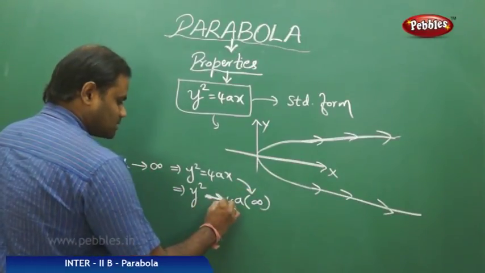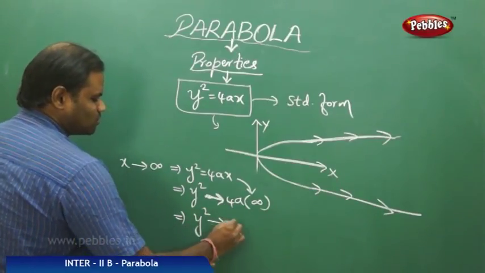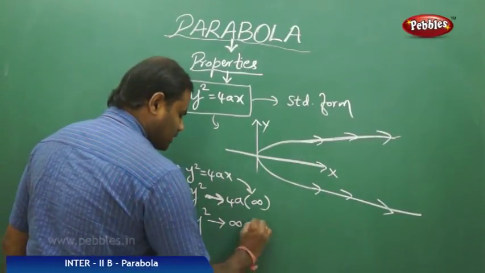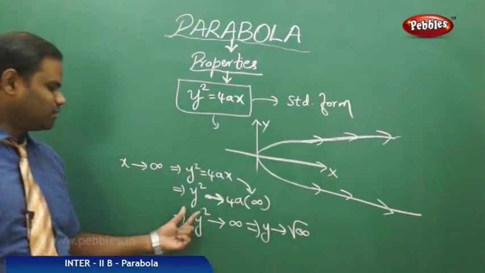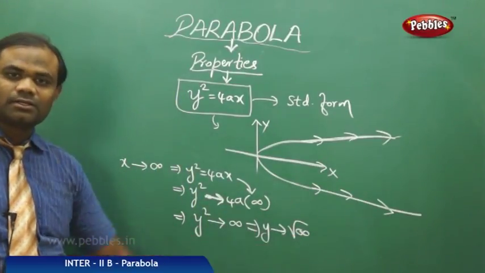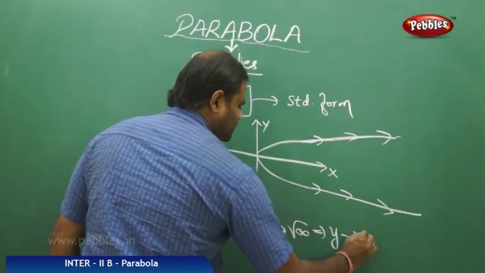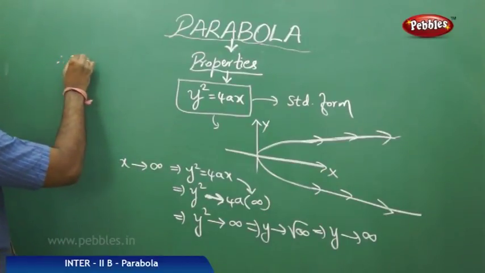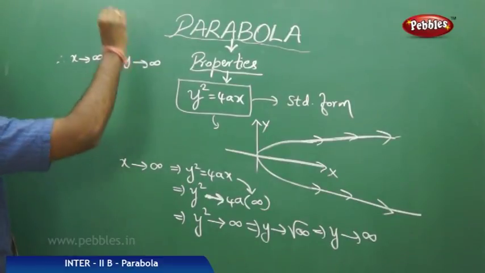Therefore, on simplification, this gives y square tends to 4a times infinity, which is infinity. That implies y tends to root of infinity, because when y square tends to infinity, y tends to square root of infinity. That implies y tends to infinity. Therefore, x tends to infinity implies y tends to infinity.